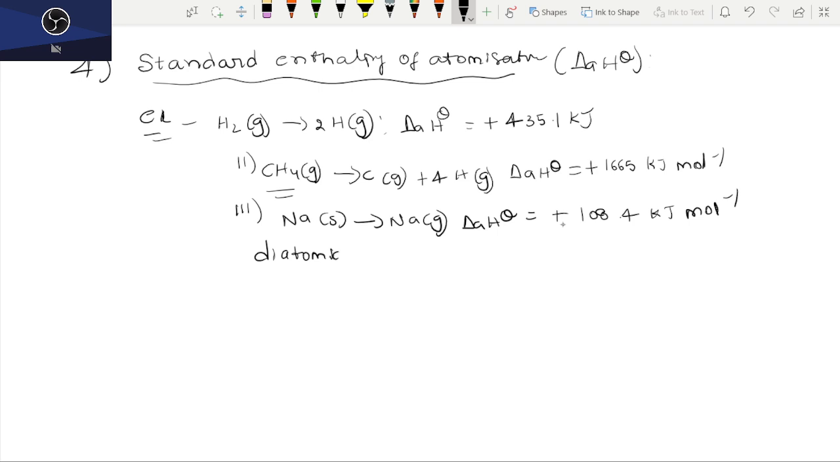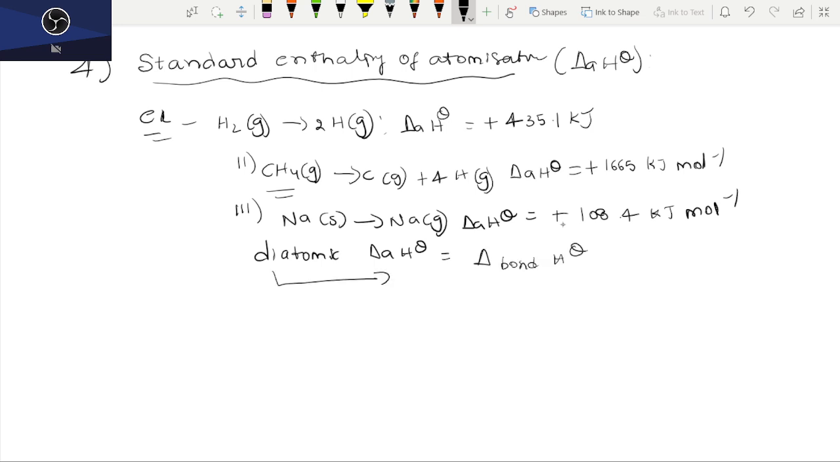In case of diatomic molecules, let us see how the standard enthalpy formula works. What is the standard enthalpy formula? Delta A H naught is equal to delta bond H naught. Delta bond H naught is the formula for diatomic molecules' standard enthalpy of atomization.